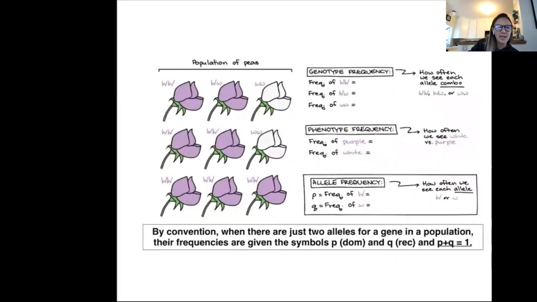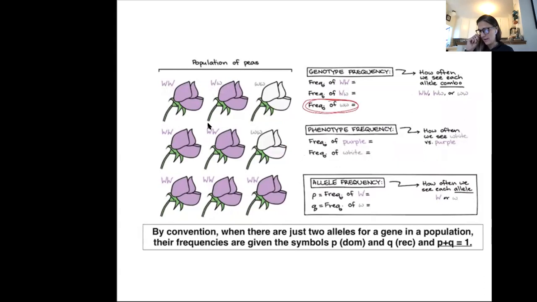All right, so let's look at a larger population of flowers. So here we have 9 flowers, and we're going to go ahead and figure out the genotype frequency, phenotype frequency, and allele frequency. So the genotype frequency, I always like to start with the recessive, because sometimes we're not going to know if a purple flower, for example, is heterozygous or homozygous dominant. Right? Here we do, but we might not always. So I always like to start with the recessive.